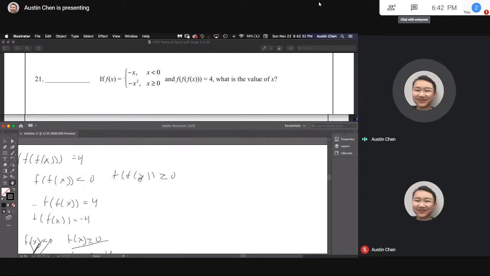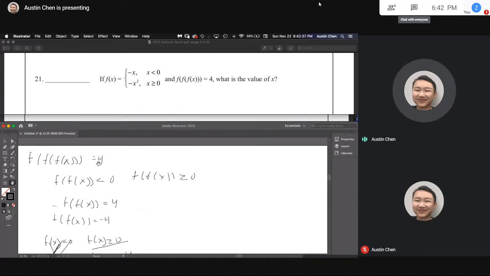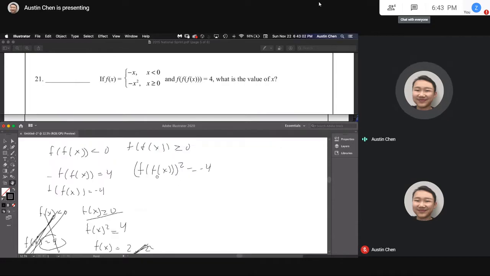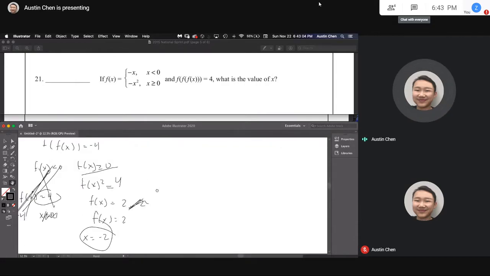And now we look at f of x is greater than or equal to 0. So in this case, the third f will apply the negative x squared onto it. So then we will have f of x squared will equal negative 4. But this is not possible, right? You can't square a real number to get a negative number. So then our only solution should be x equals negative 2.